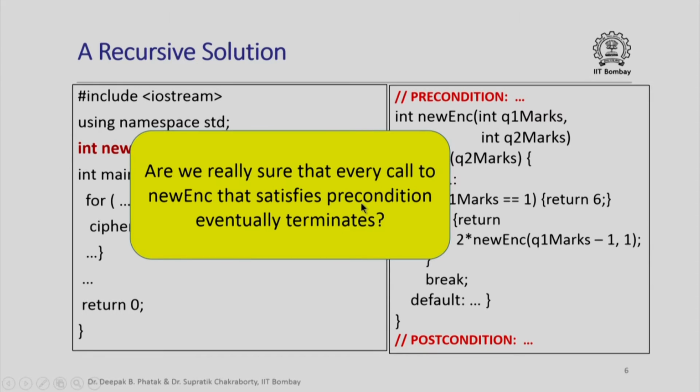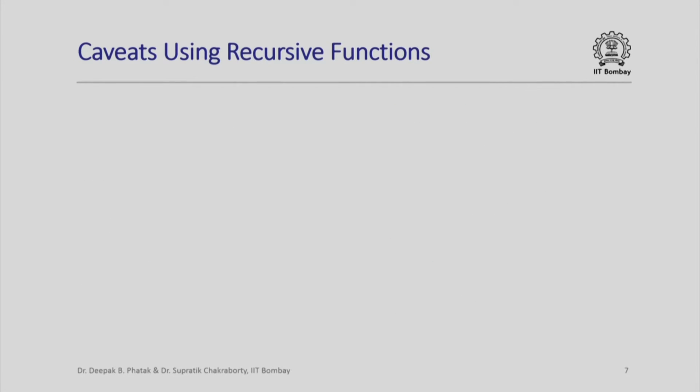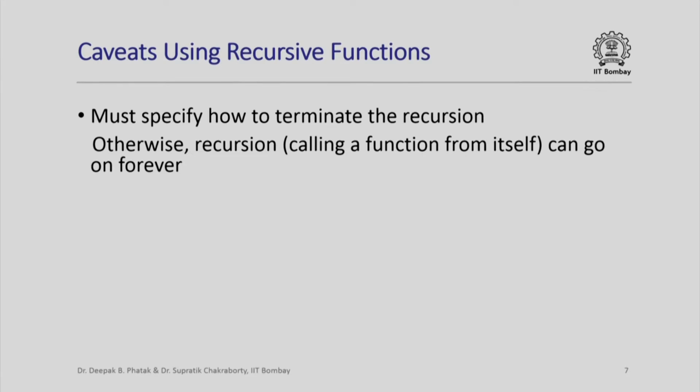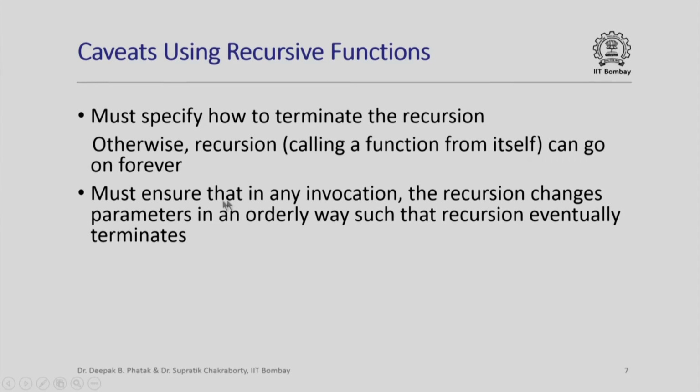So when we deal with recursive functions, we have to be able to answer such questions. There are certain caveats that you must be aware of when you are using recursive functions. The first is you must specify how to terminate the recursion, otherwise this business of calling a function from within itself can go on forever. The second very important fact is that when you invoke a recursive function and within that function you call that same function again, you must be changing the parameters. If you did not change the parameters, then this will be an infinite recursion.